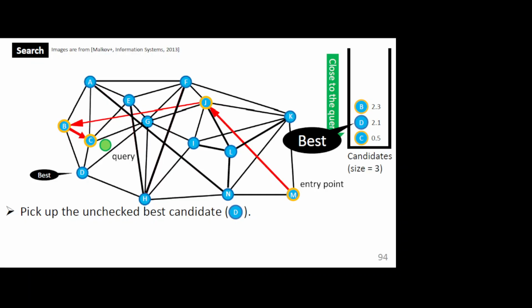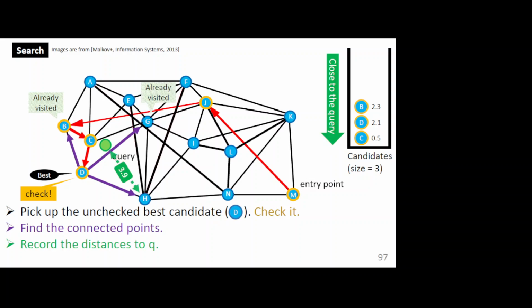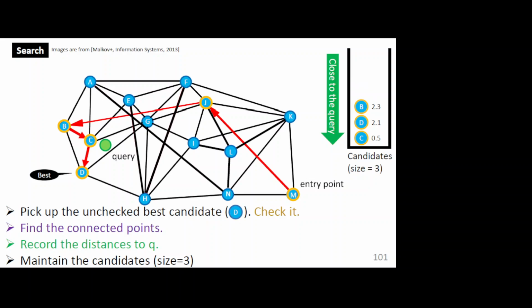Okay, so now we check D. D is here. So we check its neighbors, and finally all the Q, the three candidates are already checked, so we can stop here and output the result point C and the distance 0.5.